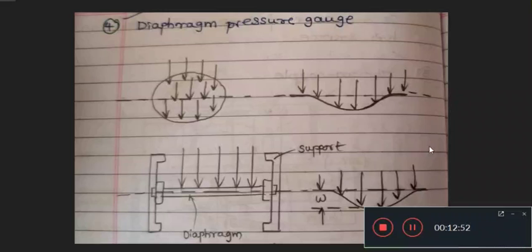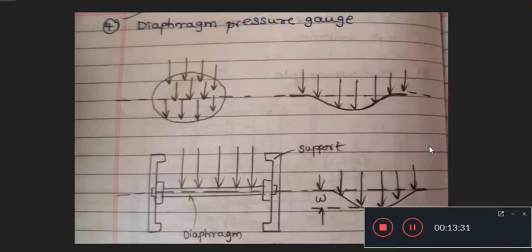The second one is gauge pressure, where the reference is the atmospheric pressure. The gauge pressure is measured by the different gauge instruments itself, and their reference will be the atmospheric pressure. Then the third one is differential pressure, where the sensor has two parts to measure two different pressures.